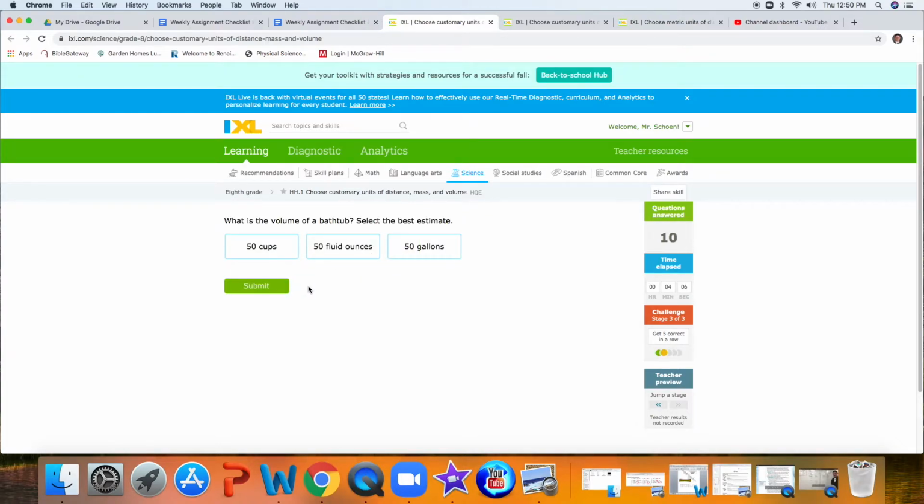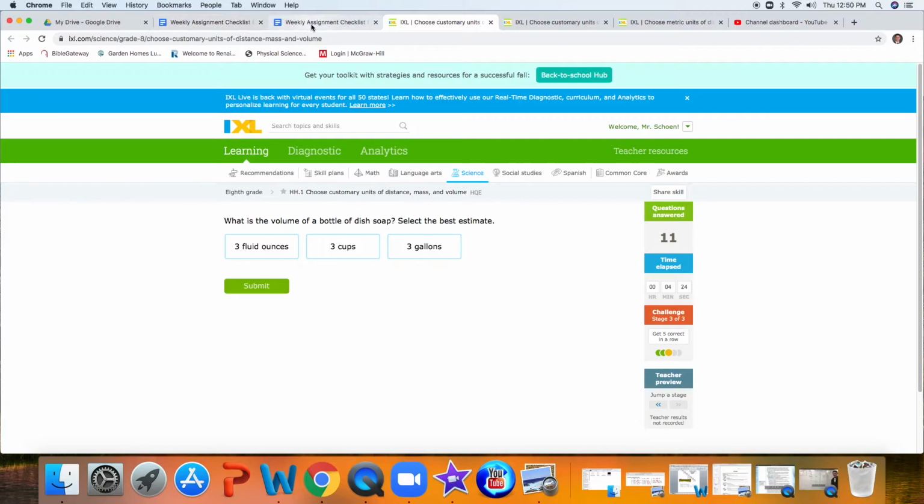Volume of a bathtub, 50 gallons is quite a bit, but we might come back to that. 50 ounces is relatively small if you're talking about a bathtub, and 50 cups probably isn't enough, so gallons is probably going to be our best bet. Hopefully that helps you get an idea of what you're looking for, distance, mass, and volume with our customary units.